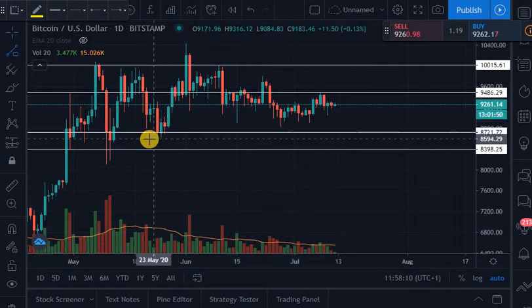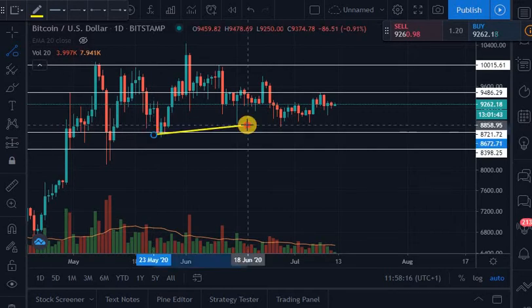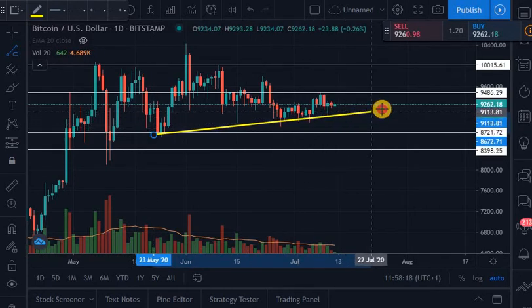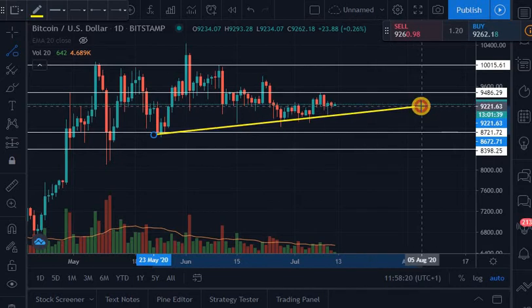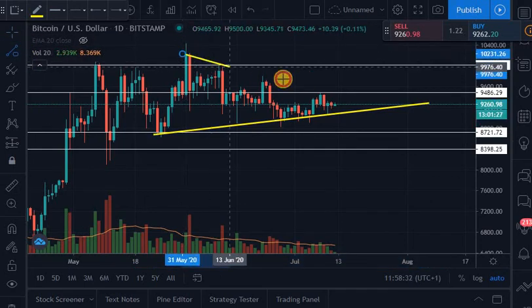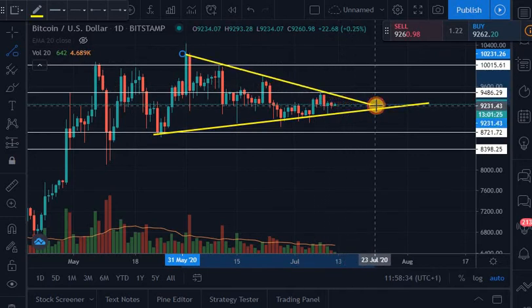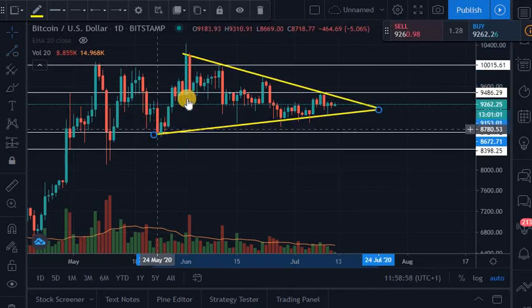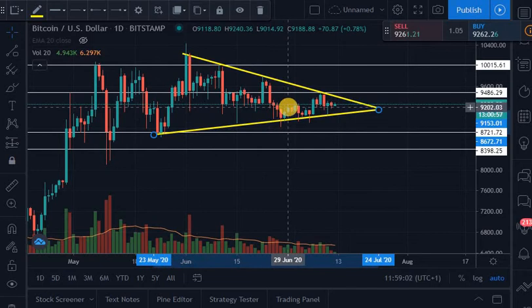Right now in the short term, there is a price support starting from this region to this region. There is also a resistance in this range. This is the price pattern that is forming right now in the chart, and this pattern is called a symmetrical triangle. That means it can either break to the upside or to the downside.